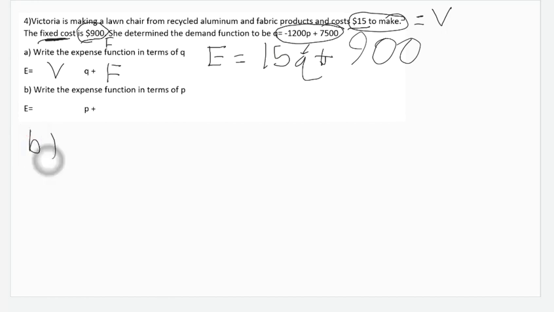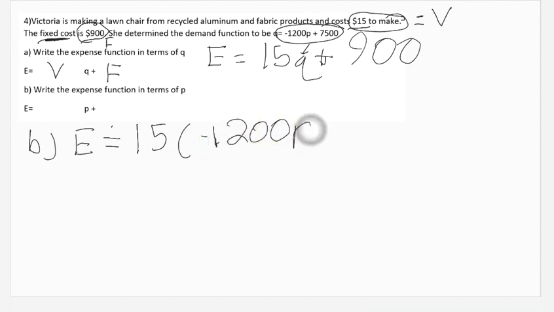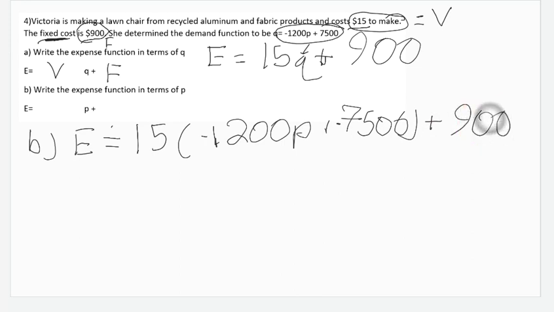So for B, I'm going to write it as, so I have 15, using the function that I wrote from before. I substituted this in, so negative 1,200 P plus 7,500 plus 900, which was the fixed cost. Remember, I'm going to distribute, so that means I have to multiply by everything in the parentheses. Make sure you remember that this is a negative.